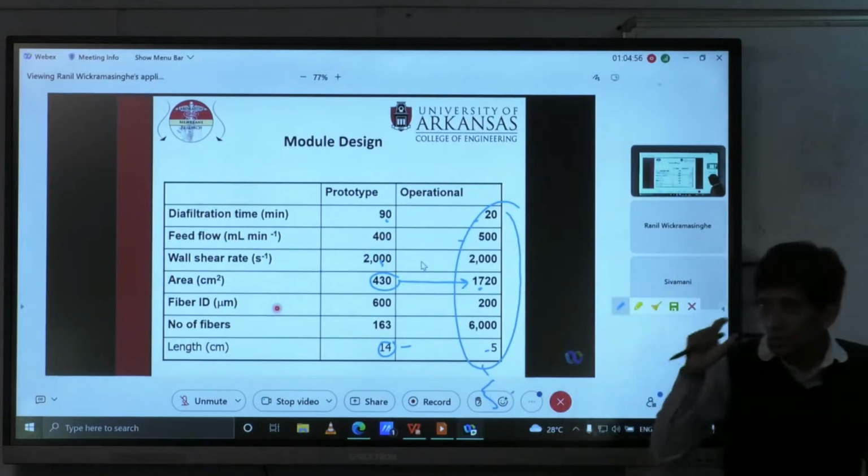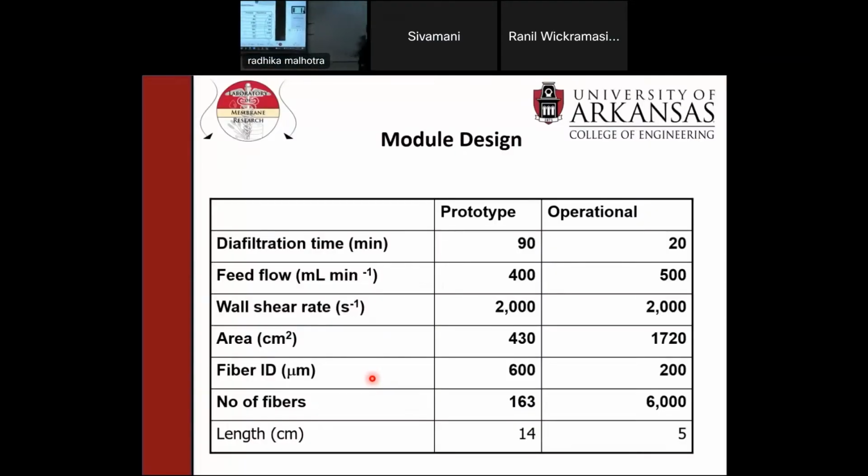We used much shorter modules. Why? Remember I told you, the longer the module, you get more concentration polarization, average flux decreases, okay? So that's what we did, and I think I can end this part by showing you the actual unit.